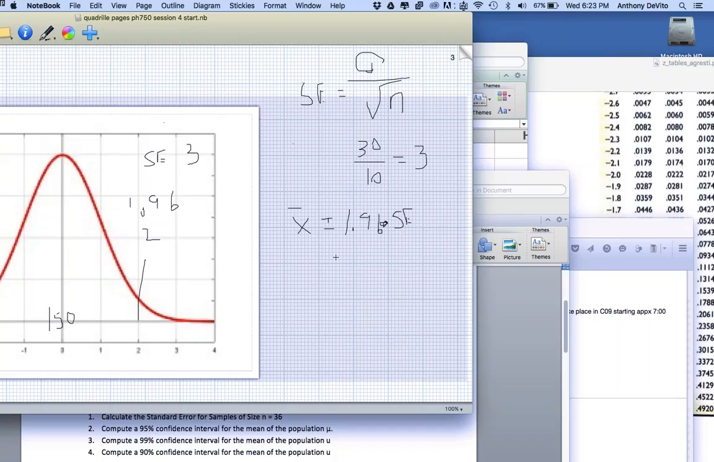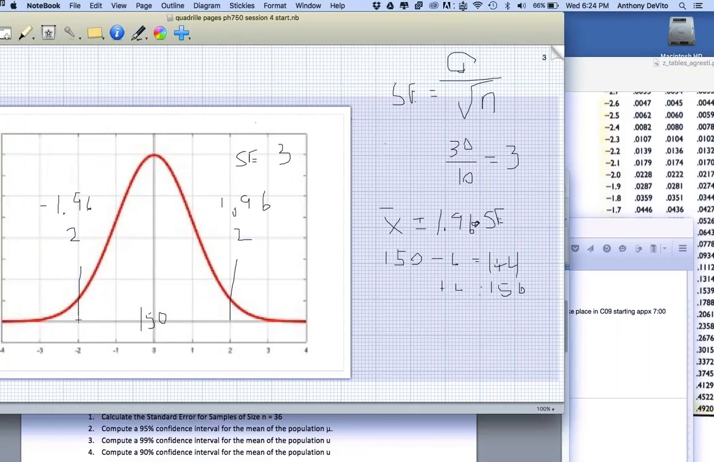So I wind up with 2 numbers. I'm going to use 2 for the moment to make it simple. So it's going to be 150 minus 6, which is 144. That's 2 times 3, or 1.96 times 2. And I'm going to add 6 to 150, which is 156. So we now have a range of outcomes here: 2 standard deviations below the mean, 2 standard deviations above the mean, as represented by the values 144 for the sample means, up to 156.